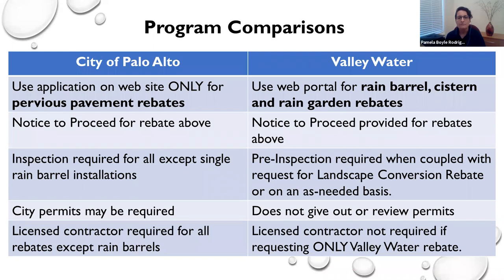I just wanted to make it really clear, and I'm sure I have already, the difference between City of Palo Alto and Valley Water. City of Palo Alto provides rebates for all of those four stormwater treatment measures, but Valley Water does not provide the pervious pavement rebate. Please do not install anything or even purchase anything until you talk to us first. And even if you buy something and you've talked to us, don't install anything until you get a notice to proceed from us. That would be done through an email, so you can have documentation yourself and we can have that documentation. Once you get that notice to proceed, then you can get started and you will get that information from us.